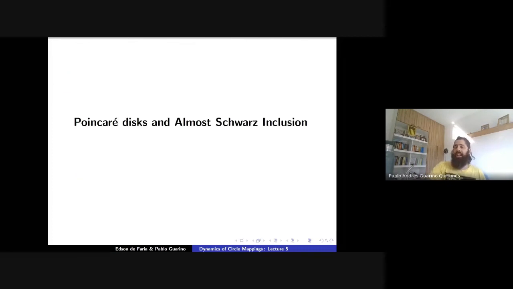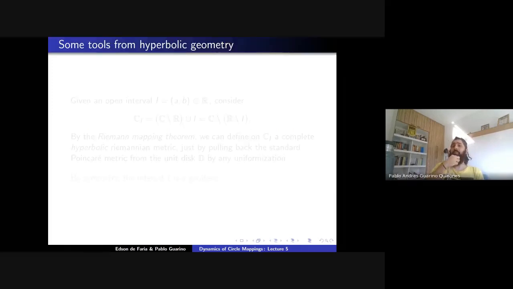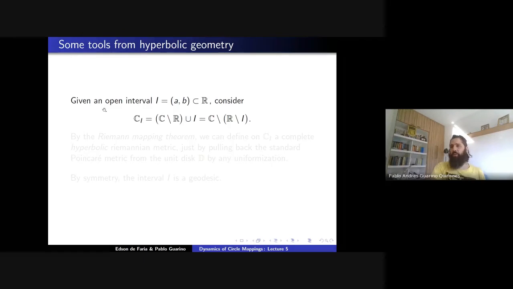And then, important and very nice tools here, I like these things a lot, are the Poincaré disk and the Schwarz inclusion. So let me present these guys. As I wrote here, these are tools coming from complex one-dimensional hyperbolic geometry. So we are dealing with interval dynamics, real one-dimensional dynamics, and we want to consider holomorphic extensions, right? So, given an interval, we will use this notation Ci, which is the following.